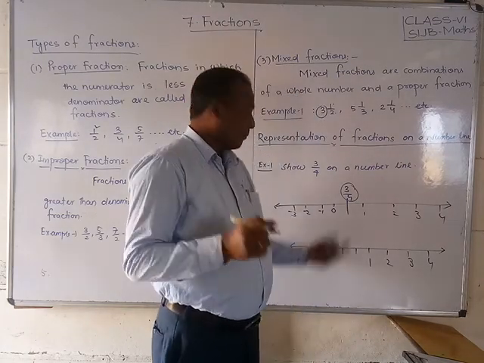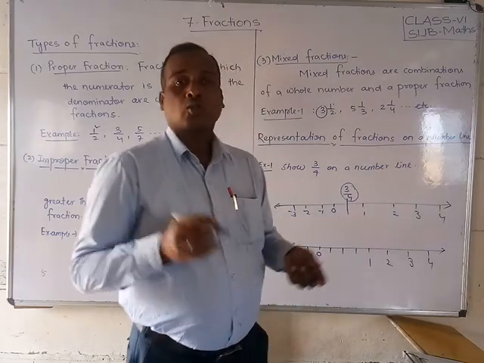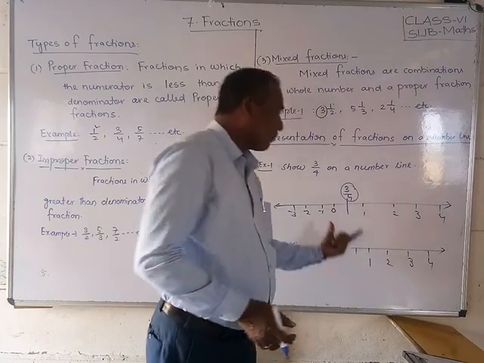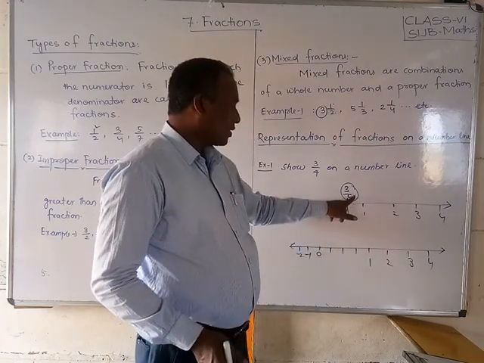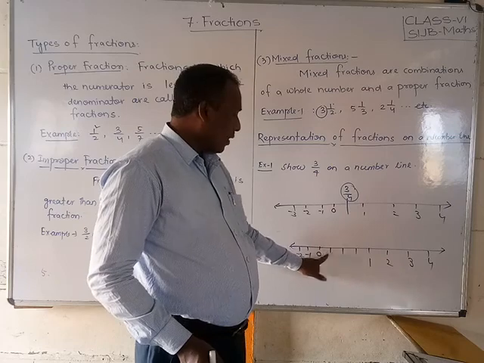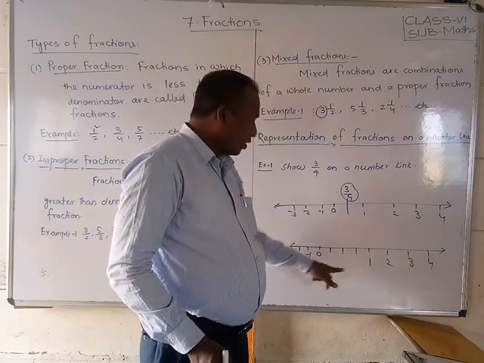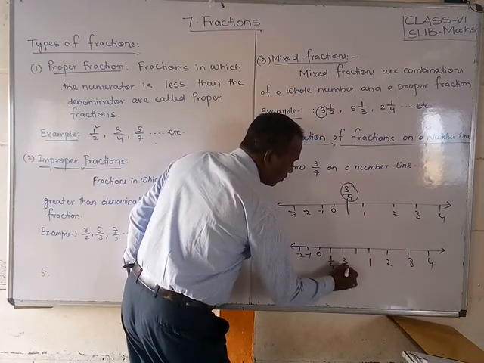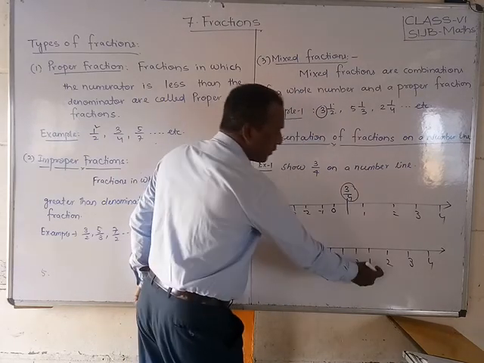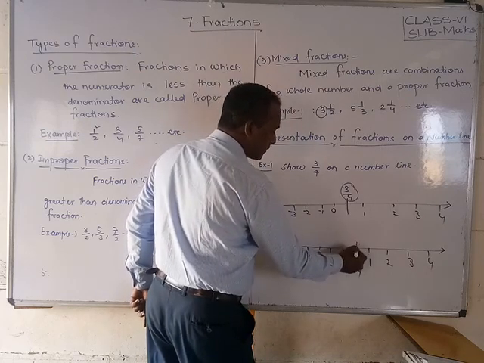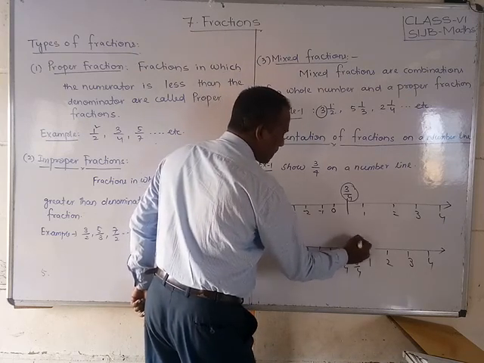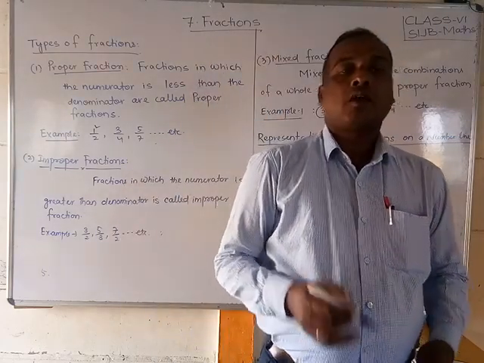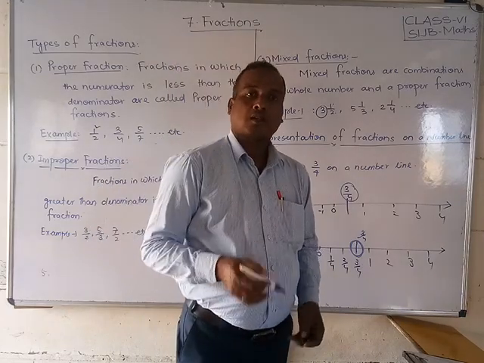Because you already understand this is a proper fraction, it will lie between 0 and 1. And between 0 and 1, how many parts? 4 parts, because the denominator is 4. So between 0 and 1 we make 4 parts. The first part we can write as 1 by 4, then 2 by 4 and 3 by 4. 4 by 4 is equal to 1. This is our point, this is 3 by 4. Did you understand, students? I hope you have understood how to represent a proper fraction on the number line.